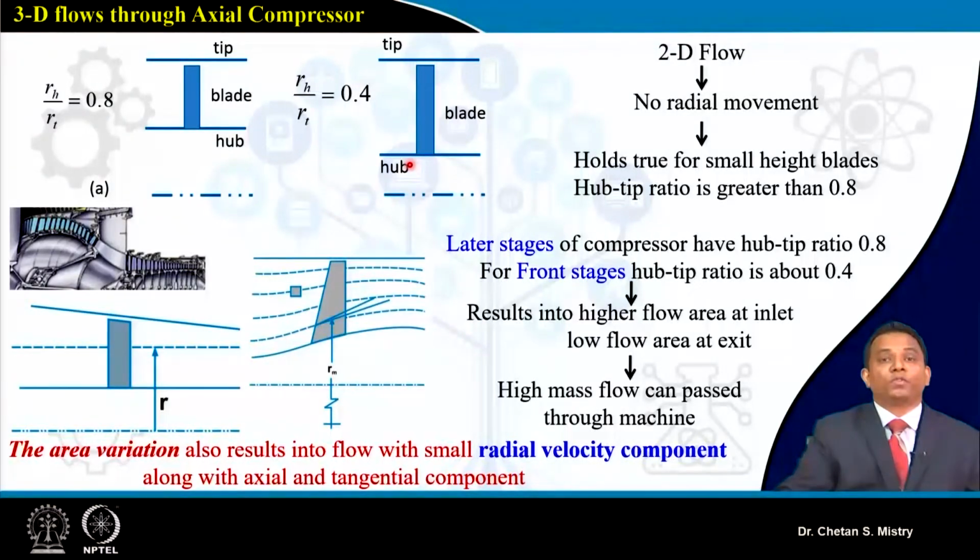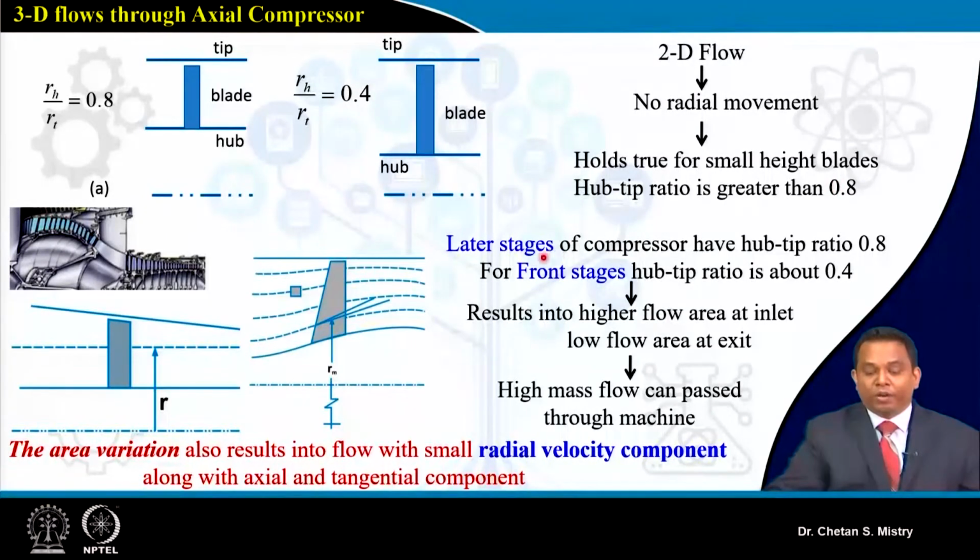Do not get confused with the terminology of aspect ratio. Aspect ratio is the parameter correlating the height of the blade and the chord of the blade, and this is the hub to tip ratio. When we were discussing the initial part in the last module, we discussed everything in terms of two-dimensional flow, where we did not consider any radial movement. It holds true when we have a smaller blade height, with a hub to tip ratio in the order of maybe 0.8 or more.